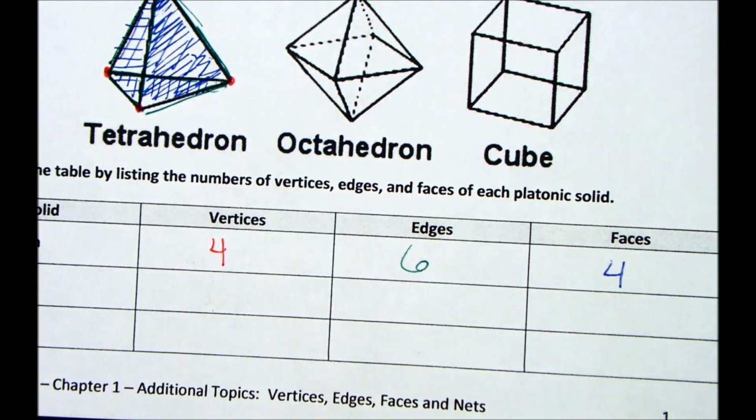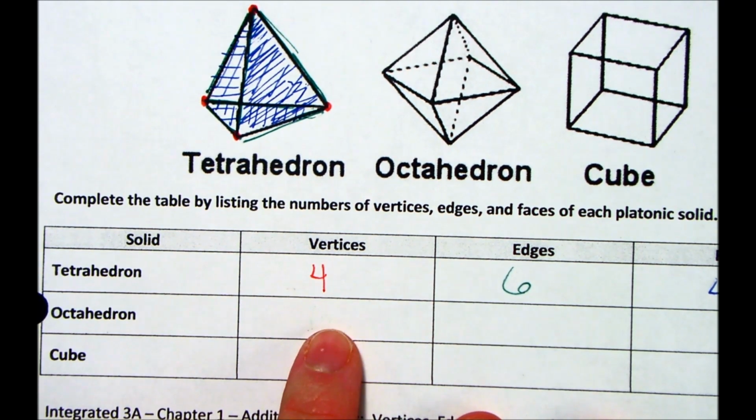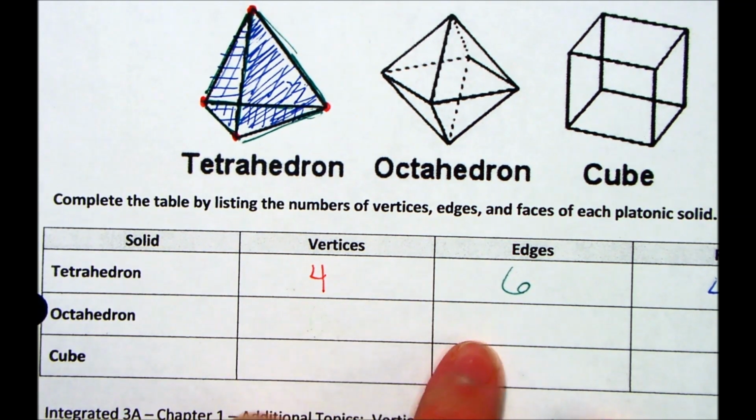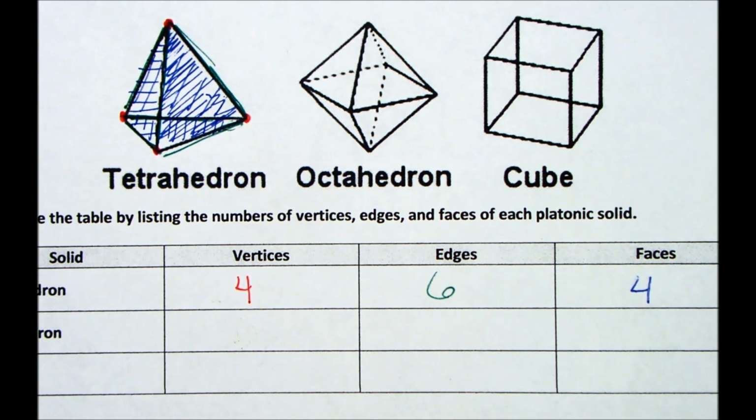Okay, so next, try to do the octahedron. So find the number of vertices, edges, and faces. Take a minute to do that, and then we'll go over it together.